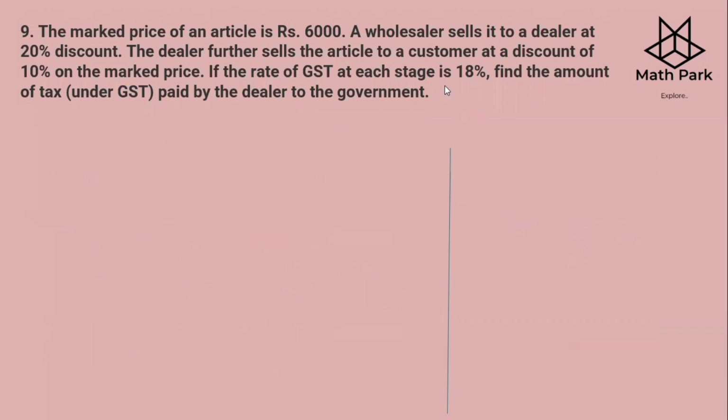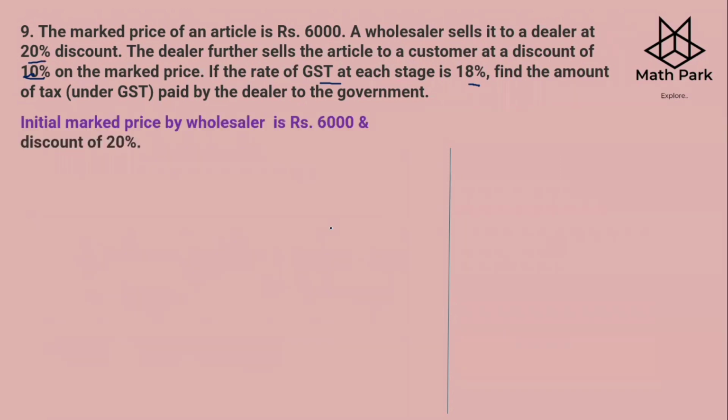A wholesaler sells it to the dealer at 20% discount. Okay. The dealer further sells the article to the customer at a discount of 10% on mark price. The rate of GST at each stage is 18%. Find the amount of tax under GST paid by the dealer to the government.